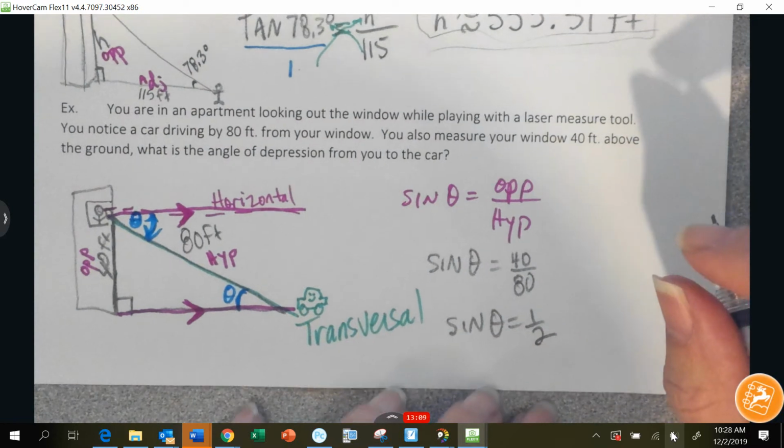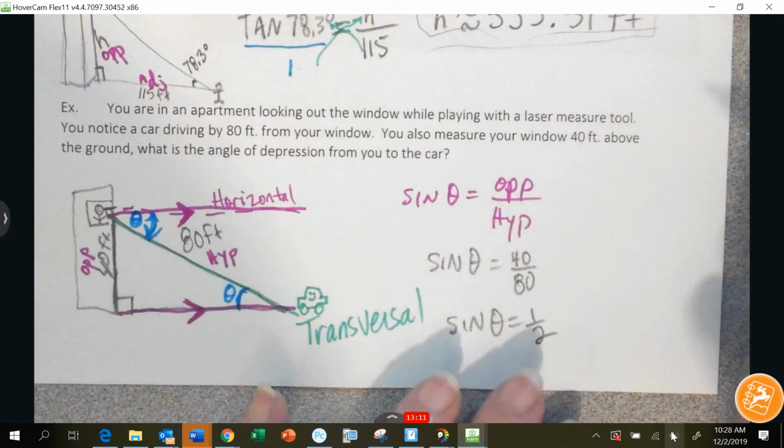Could we go over how to do it on the calculator, just in case it's one we don't know? Let's go over how to do it on the calculator, just in case.